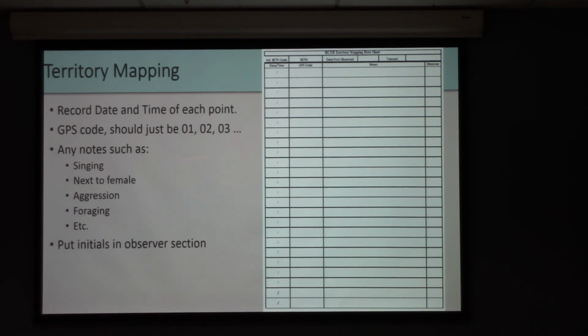The notes section is just for any kind of behavior, whether it's singing, if you see it with a female, if it's acting aggressive towards other birds, foraging, carrying food, carrying nesting material, just any kind of behaviors that it's doing. If it just sits on the perch and sings, just write that, or sits on the perch and stares at you, or whatever it does. And then just put your initials or your name in the observer section. That's just in cases where maybe someone might find a bird, but they can't go back and territory map it, so it might be a different person that territory maps it each time it happened.